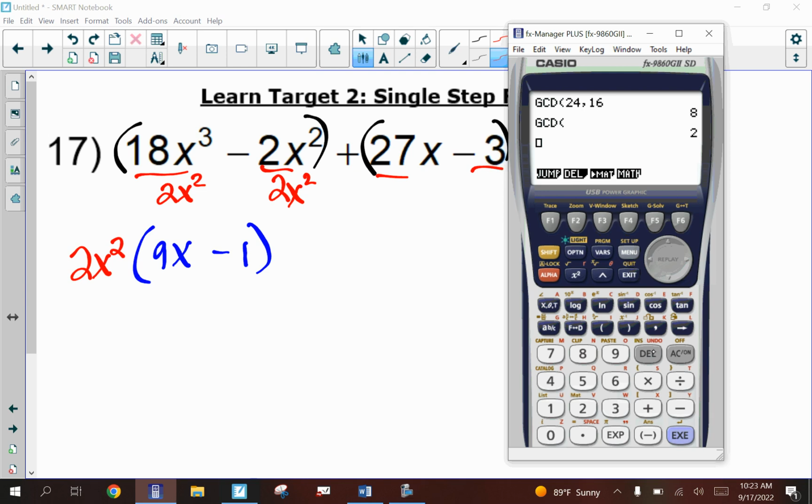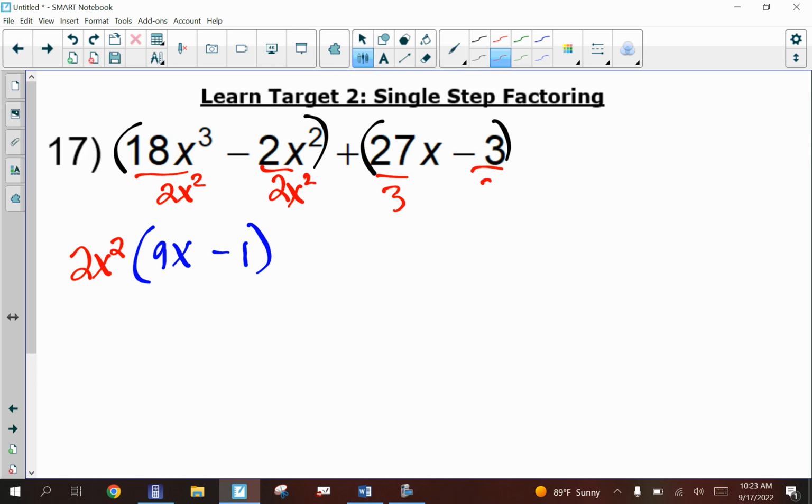Delete that and I'll put in 27 comma 3. So the GCF is going to be 3. A lot of times it's just going to be a number in this second set because you can see that this only has an x and the second one doesn't. So I'm going to put that 3 out in the front. And then when I divide this, I'm going to end up with 9x minus 1.